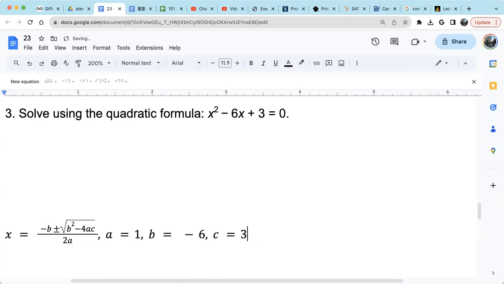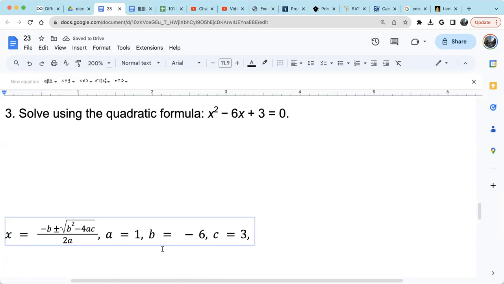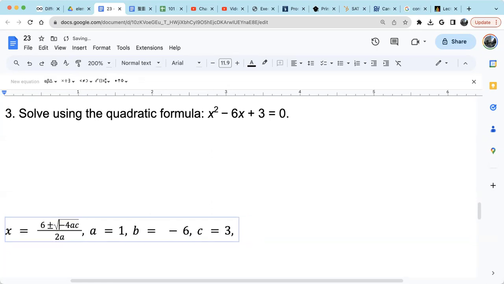Okay. So once we have this, we just plug into the formula. Negative b: b is -6, so negative b becomes just 6. b squared, -6 squared, is 36. Minus 4 times a, which is 1. Anything times 1, let's not bother to write it. Then times 3. 4 times 3 is 12. 36 minus 12, that's 24.